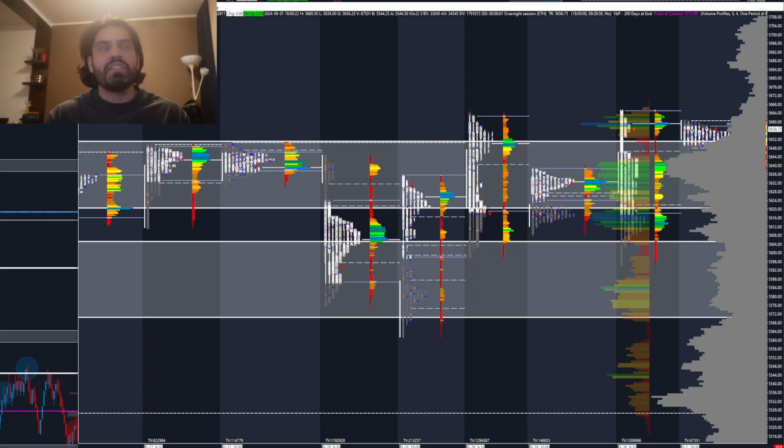The first test of that area, once we accept into that region, is going to be my long. I don't want to wait for 15 tests. I want to be on those first tests to continue that momentum move to the upside.